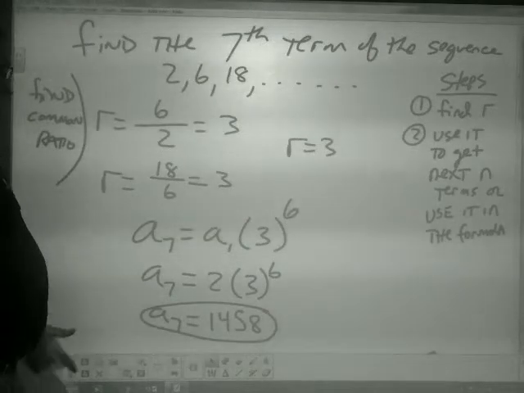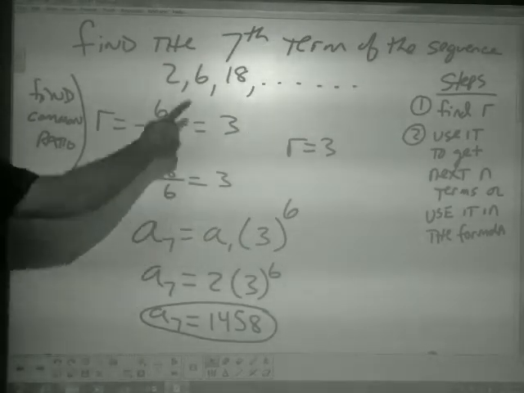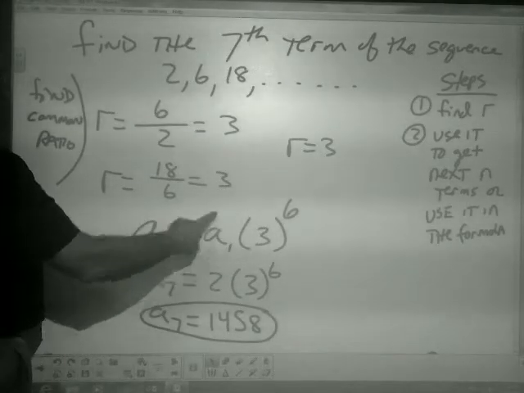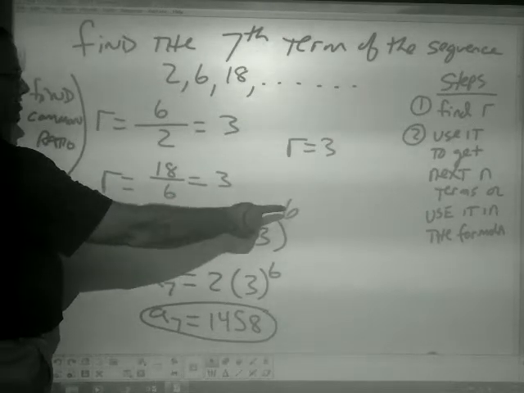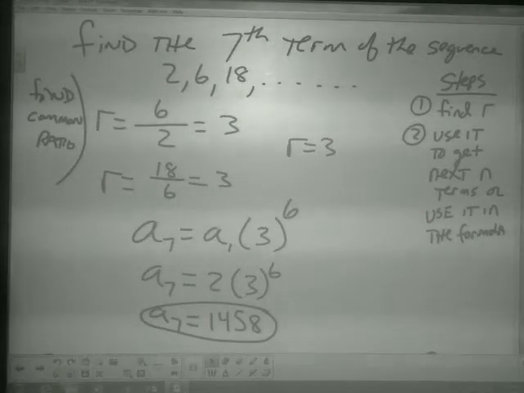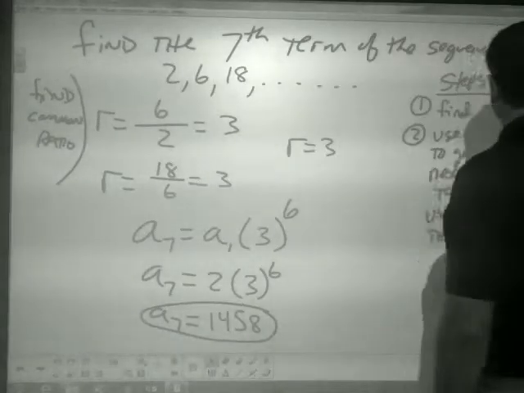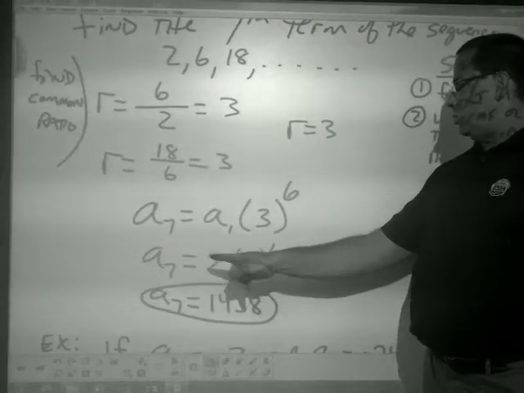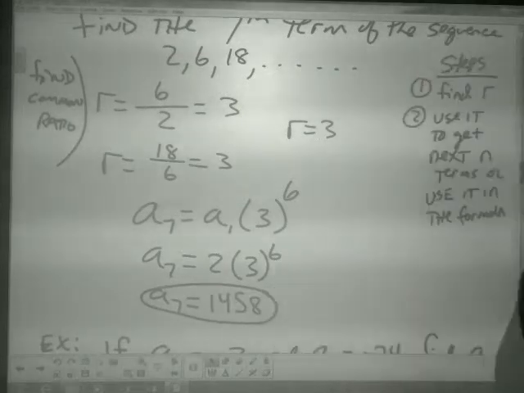What do I mean by that? Well, I could say a sub 7, which is the 7th term, equals the first term, and then my common ratio is 3, and I'll have 6 more multiplications of that 3, because 7 minus 1 would be 6. And so the 7th term would be 2 times 3 to the 6th power, 1458.